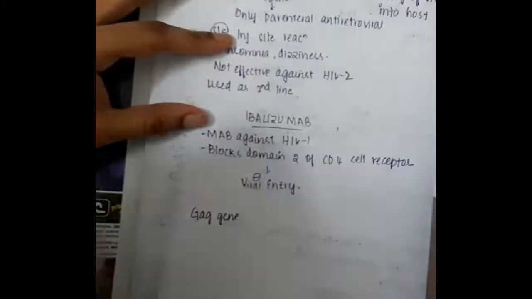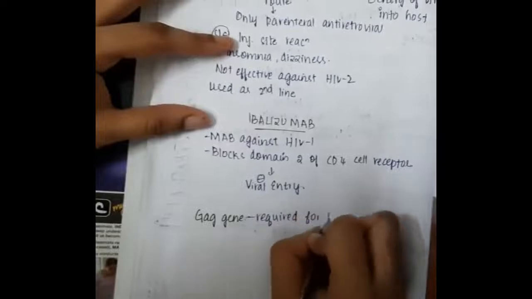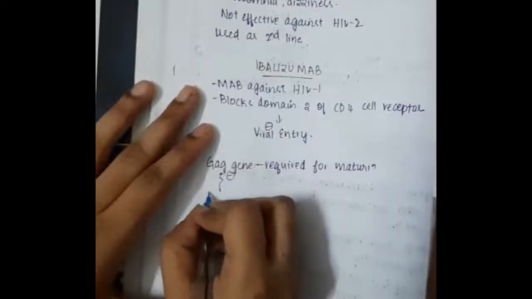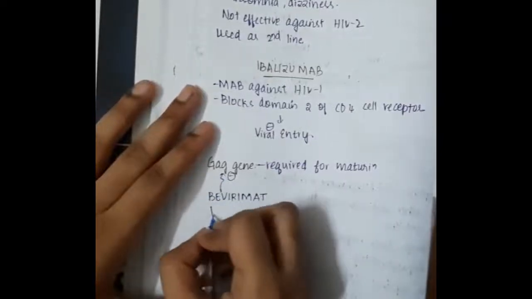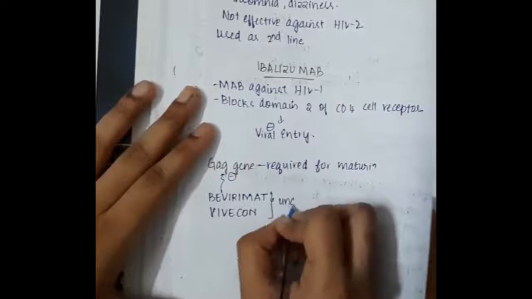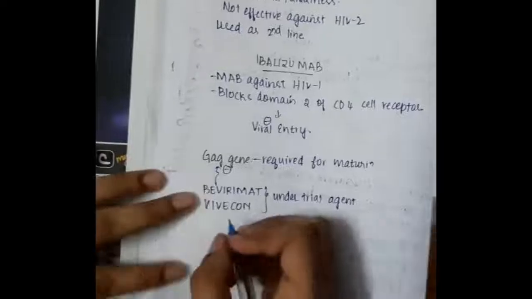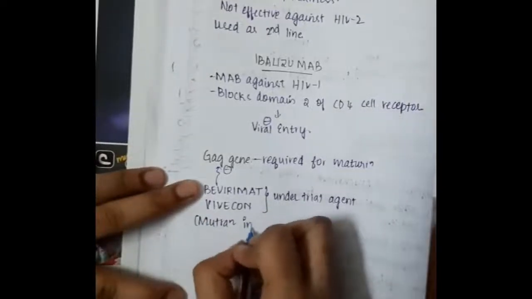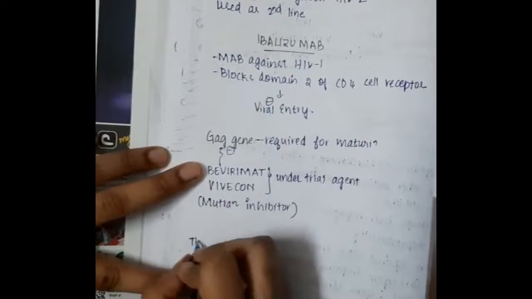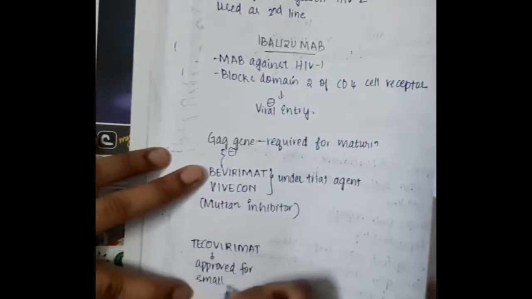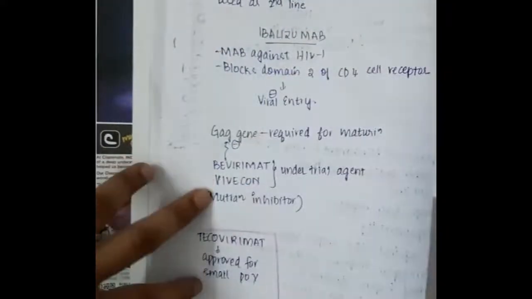Next we have the GAG gene. This GAG gene is required for maturation. The drugs Bevirimat and Vivecon inhibit the GAG gene, and these two drugs are under trial. These two are also maturation inhibitors. Then we have the drug Tecovirimat. Tecovirimat is approved for smallpox. Right? So these are the important points about some antiviral drugs.